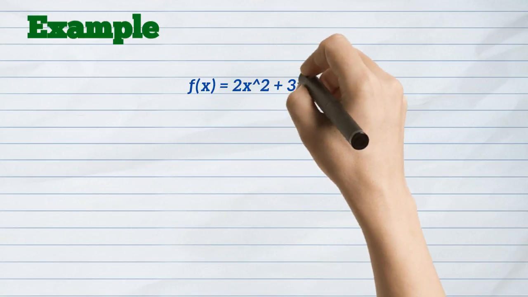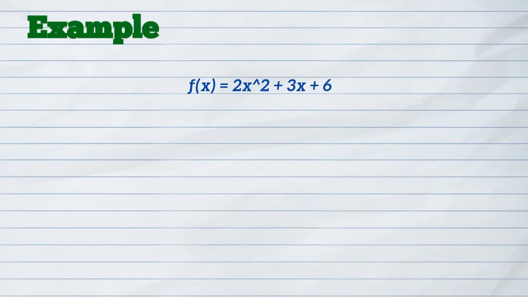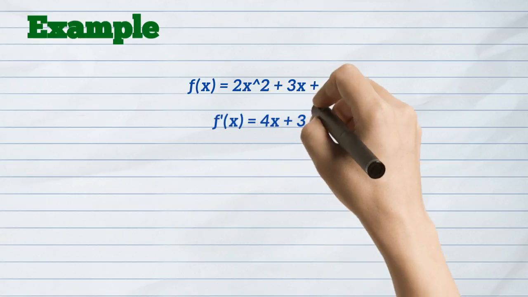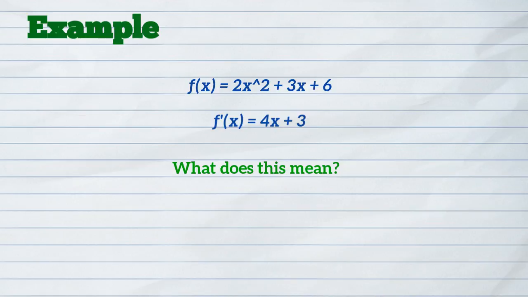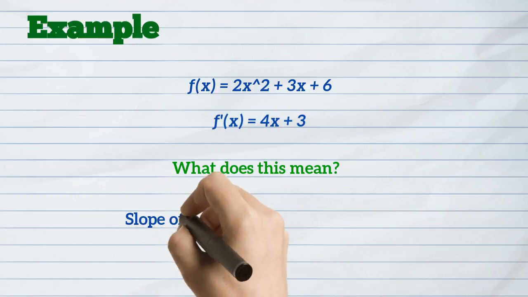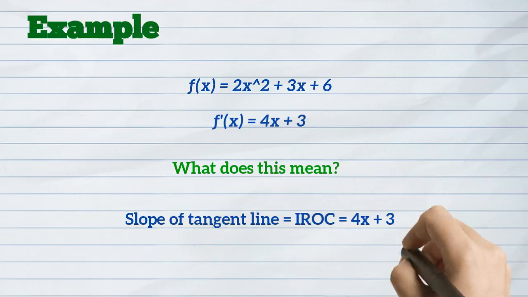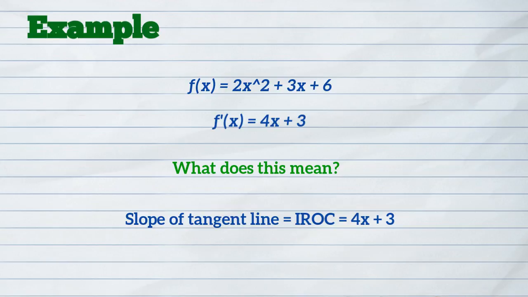Let us consider the function f(x) equals 2x squared plus 3x plus 6. By using the difference quotient, we will obtain the derivative, 4x plus 3. What does this expression mean? It means that for any value of x that you wish, the slope of the tangent line or the instantaneous rate of change at that point can be solved by plugging in the x value to 4x plus 3.